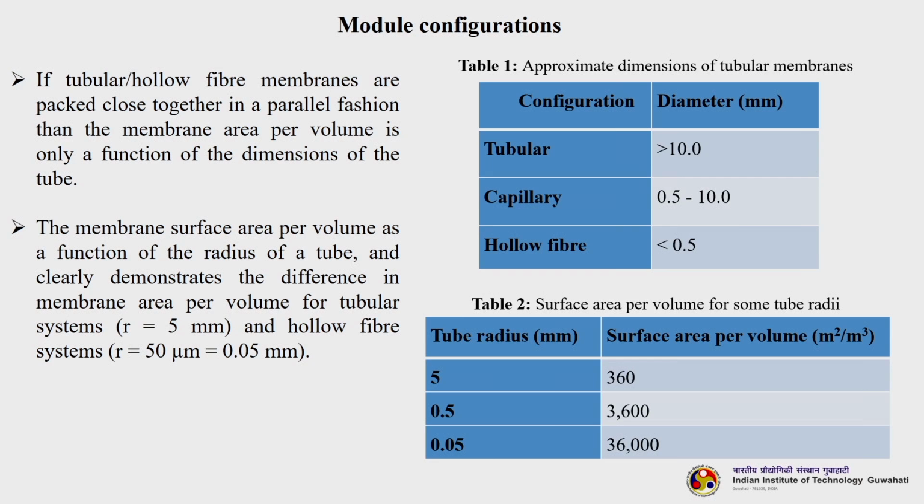If the tube radius is approximately 5 mm, you get a surface area per volume of approximately 360 square meters per cubic meter. Similarly, for 0.05 mm we get 36,000 square meters per cubic meter.